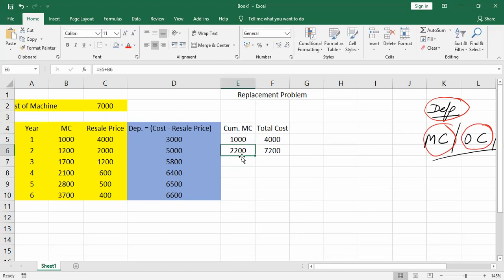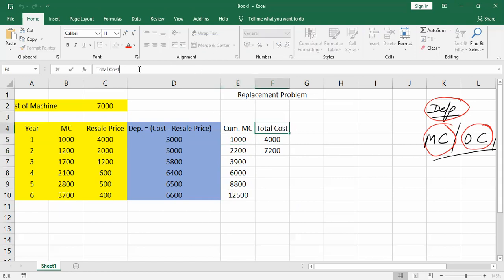Similarly, 2,200 plus 1,700 becomes 3,900, and 3,900 plus 2,100 is 6,000. 6,000 plus 2,800 is 8,800, and 8,800 plus 3,700 is 12,500. This is the cumulative maintenance cost. And what is total cost? Total cost is basically depreciation plus cumulative maintenance cost.